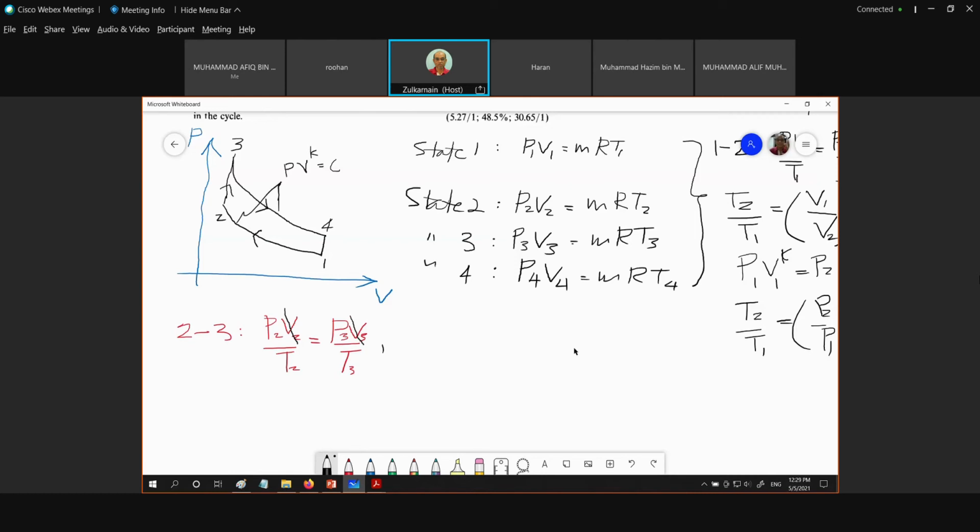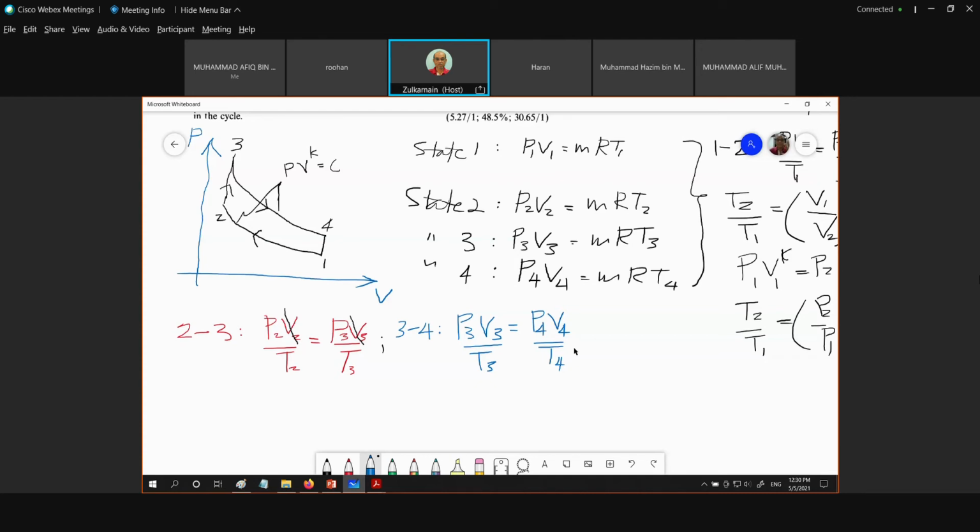Okay, and then we have another one, which is 3 to 4. Again, we have P3V3 over T3 equal to P4V4 over T4. That's it. We cannot simplify this any further. This is based on the reversible adiabatic, or isentropic, process, which is PV^K equal to constant.